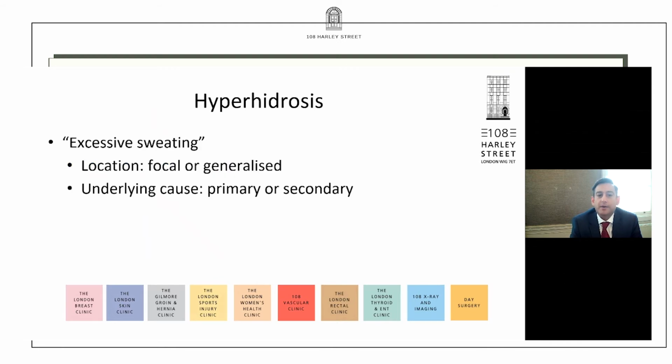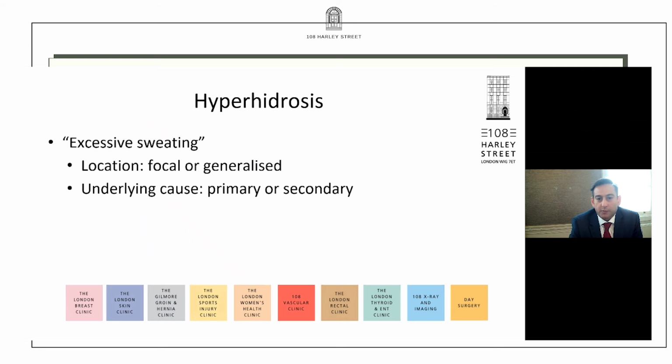So, what is hyperhidrosis? Hyperhidrosis literally means excessive sweating. It can be classified into two categories based on location, whether it's focal hyperhidrosis or generalized, which affects the entire body. It could be associated with an underlying cause, in which case it's called secondary hyperhidrosis.